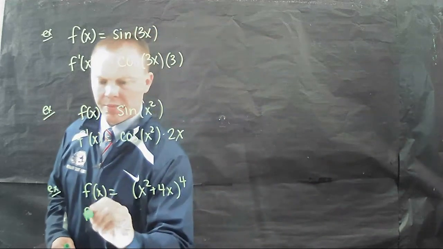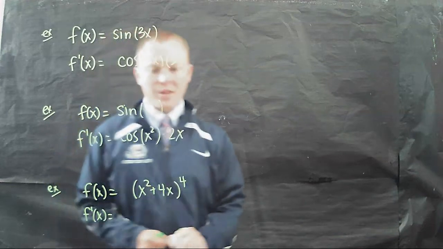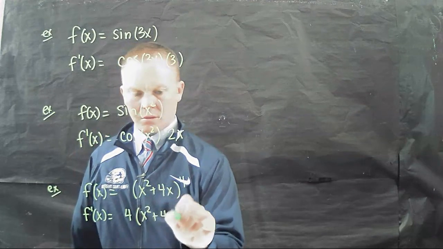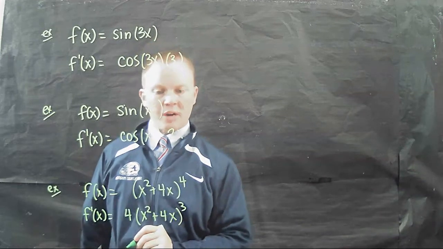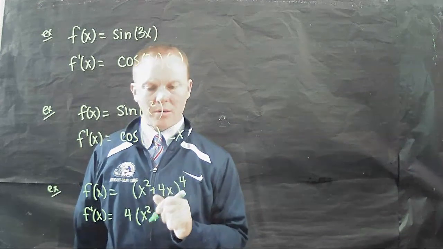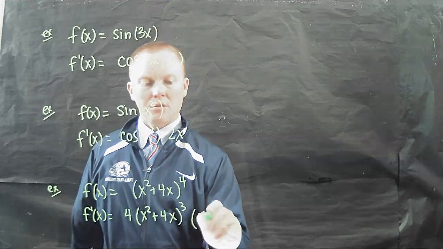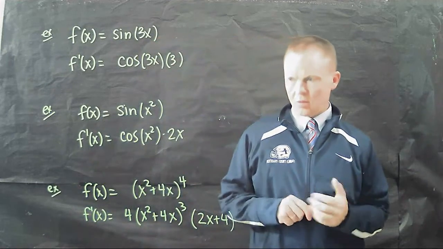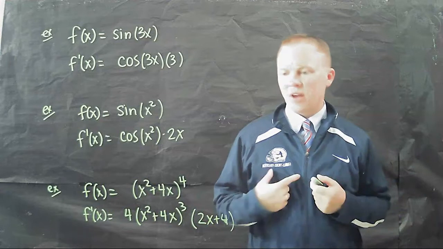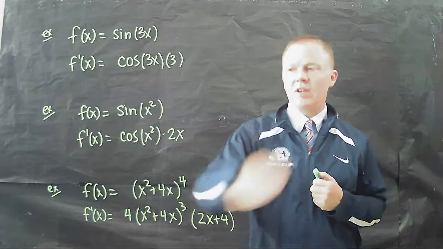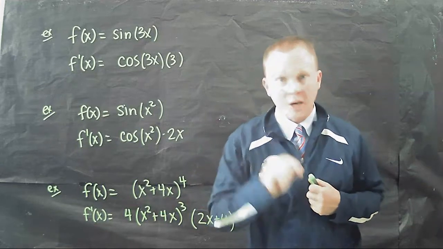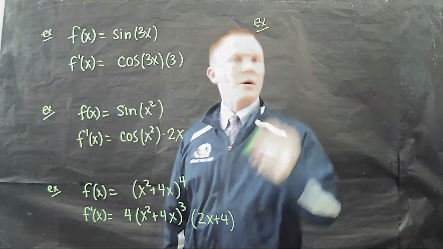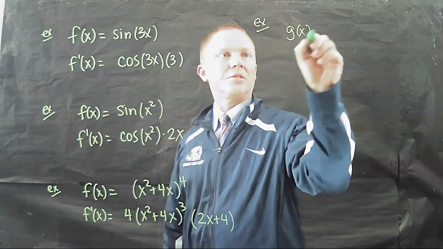I mean, come on. I'm going to just go ahead and tell you that the derivative of this, are you ready? Is 4 times x squared plus 4x to the 3rd power times 2x plus 4. Now we could simplify that, but I'm going to leave it unsimplified because I think leaving it unsimplified at this point in the game is going to help you figure out what the chain rule is. Let's do another one. How about, I'm going to use g, just so g gets some love.